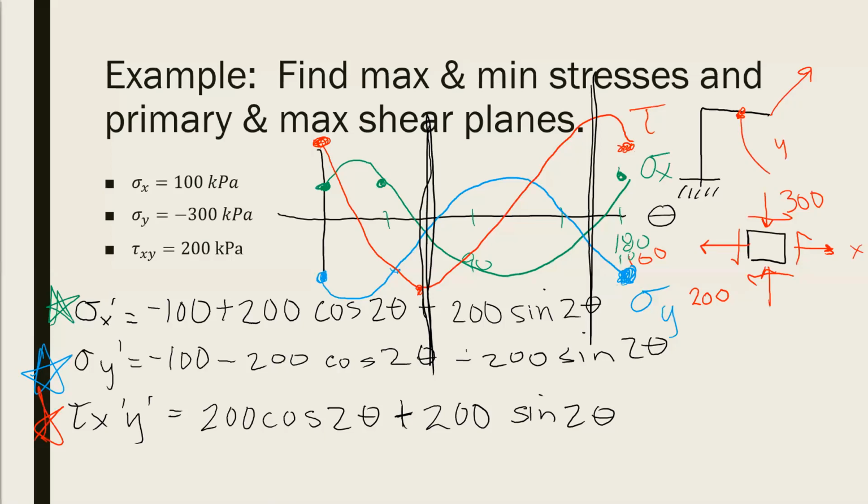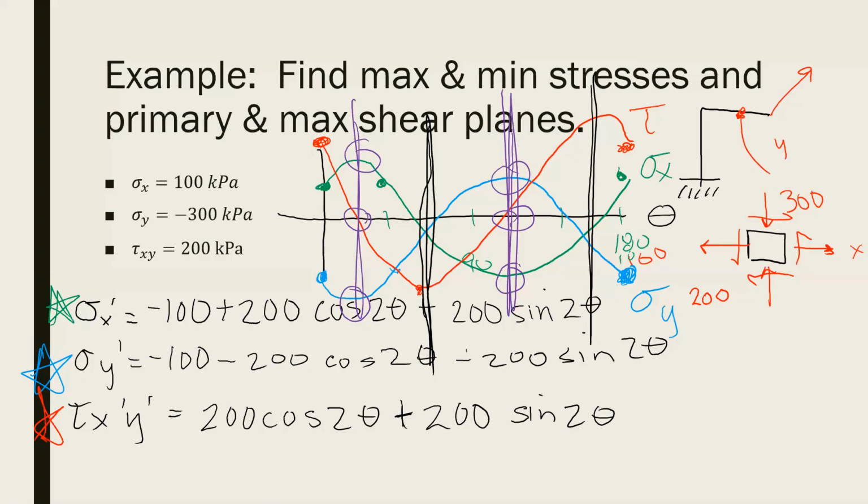The other plane of interest is this plane and that plane. What's that plane? That's your principal plane. That's where you have your maximum and your min normal stress and your zero shear stress. And then on the other principal plane, the two normal stresses flip places, but you still have zero shear stress.